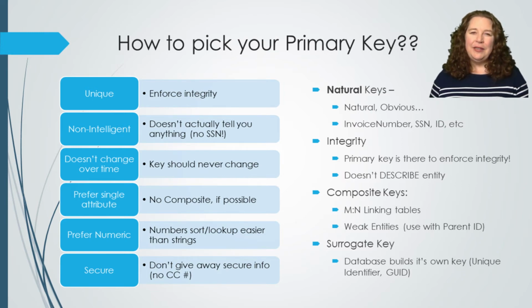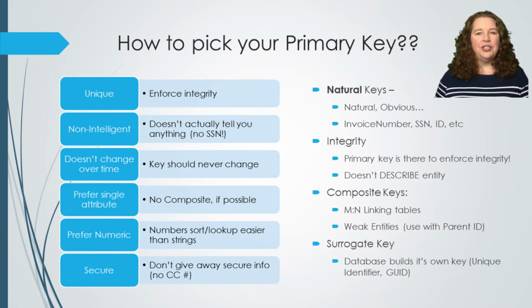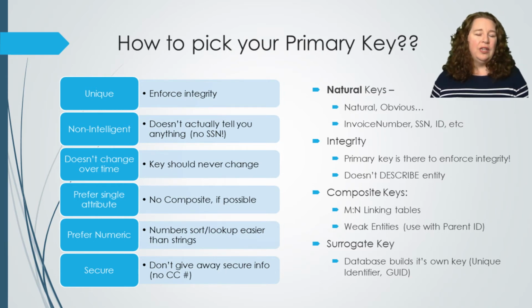The second may seem a little bit interesting. It should be non-intelligent. It shouldn't actually tell you anything about the row. We don't want to describe the row. The purpose of a primary key is not to describe it. So putting in things like your social security number actually does tell you something about the row. Putting in a primary key of first and last name does tell you something about the row. So picking your primary key is something that generally we think of as non-intelligent. It should be just an identifier that does not actually tell us anything about the data.